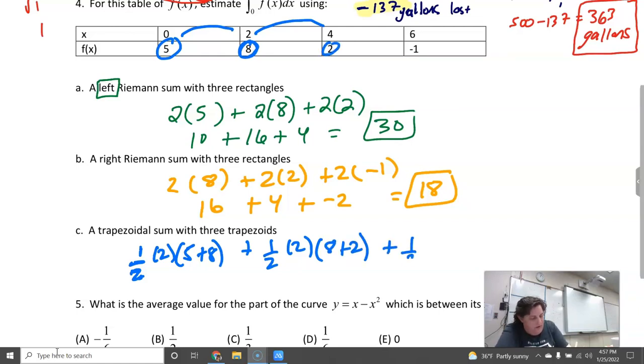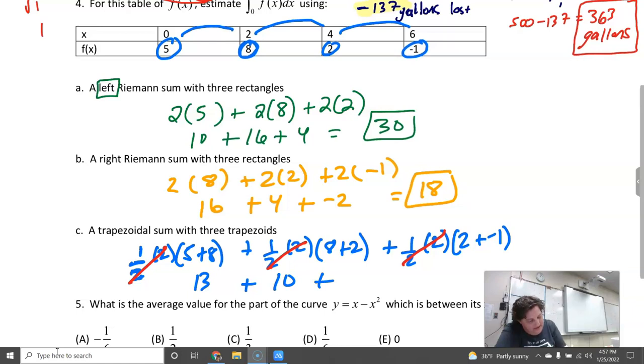My next one, 1/2, part of the formula. My base is 2. My height is 2 plus -1. Okay? Now, this one's kind of nice because on each of these, the 1/2 and the 2 will cancel out, right? So I basically have 13 plus 10 plus 1. So 23, which is probably like the closest of all of them. All right? And there's my trapezoidal sum.